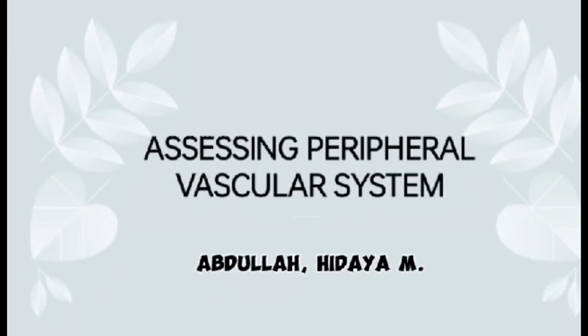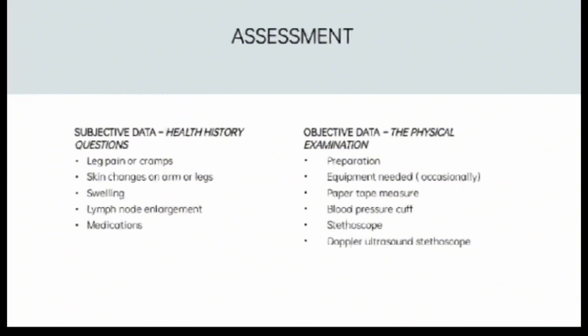Assessing peripheral vascular system. We have here the subjective data, where you will ask the client the health history questions. First, we have the leg pain or cramps. Ask the client if there's a leg pain or cramps during walking or exercising. Next is the skin changes on arms or legs. Ask the client if may napapansin siyang discoloration or any changes sa arms and legs niya. And then next is the swelling. Ask the client if namamaga ba yung kanyang mga paa or minsan ba is namamaga yung kanyang arms.